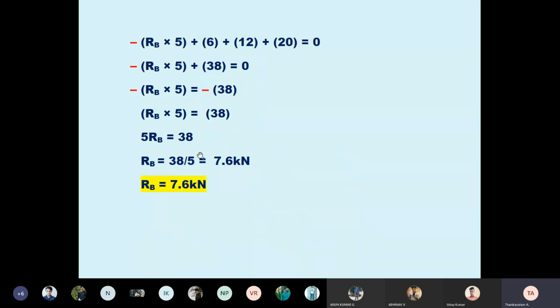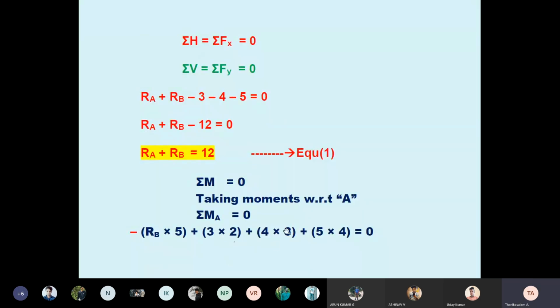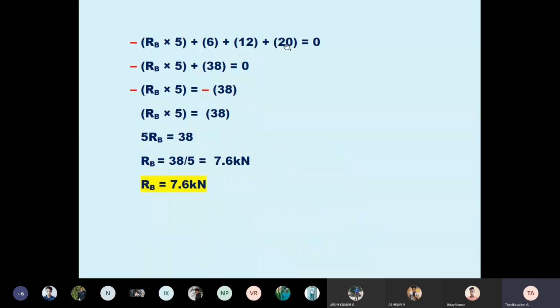So we know minus RB into 5. Then 3 into 2, 6. 4 into 3, 12. 5 into 4, 20. See here: 6, 12, 20. So 6 plus 12, 18. 18 plus 20, 38. So I have taken it to the right side. Therefore minus, and minus minus cancel. Therefore RB into 5 equal to 38. Therefore 5 RB equal to 38. Therefore RB equal to 38 divided by 5 equal to 7.6 kilonewton.